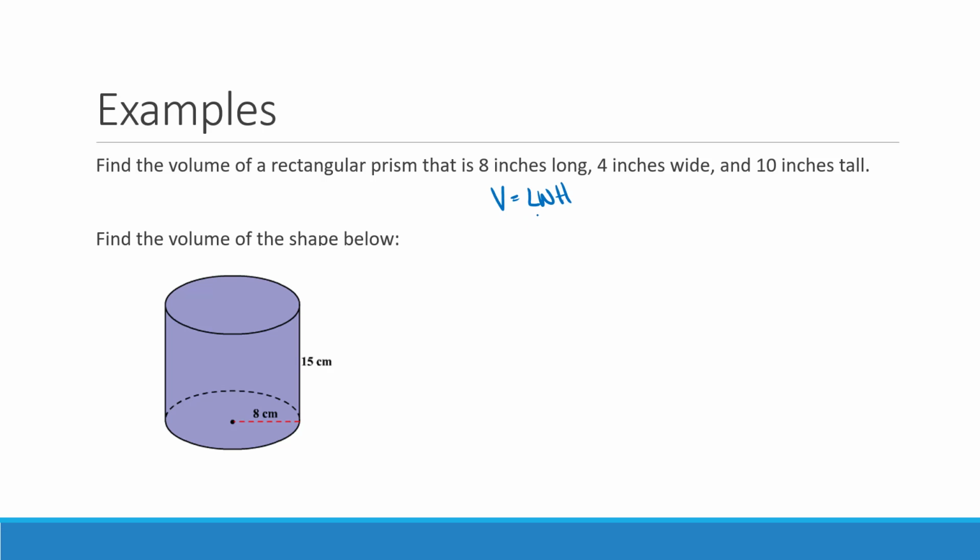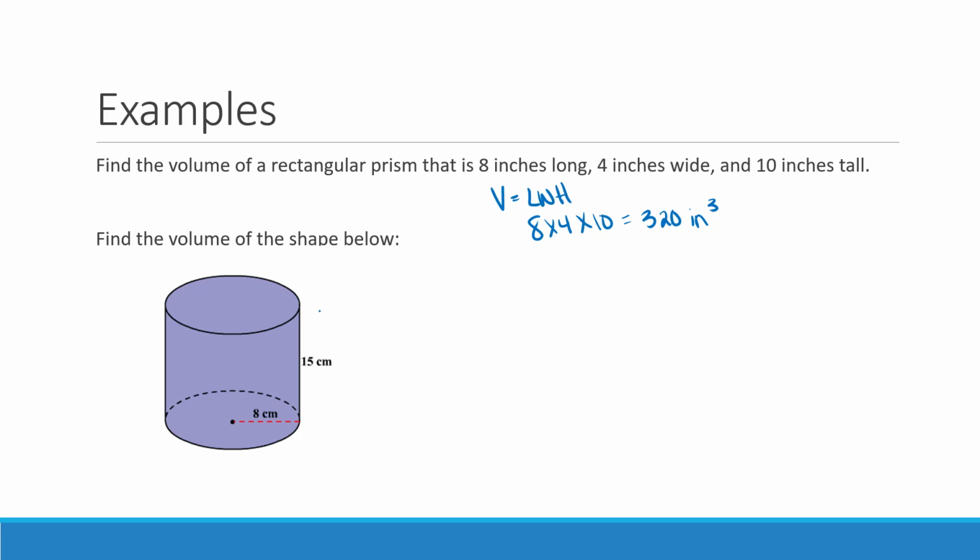So your length, width, and height would be 8 times 4 times 10. So 8 times 4 is going to give us 32, and then when we do 32 times 10, we're going to get a volume of 320. It's important to note that whereas area is square units, perimeter is just the units staying the same, volume is cubic units. So this would actually be inches cubed in this case.